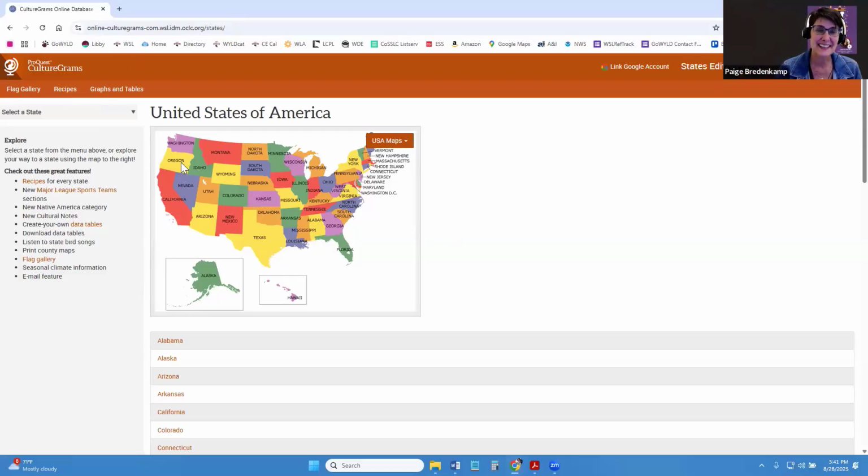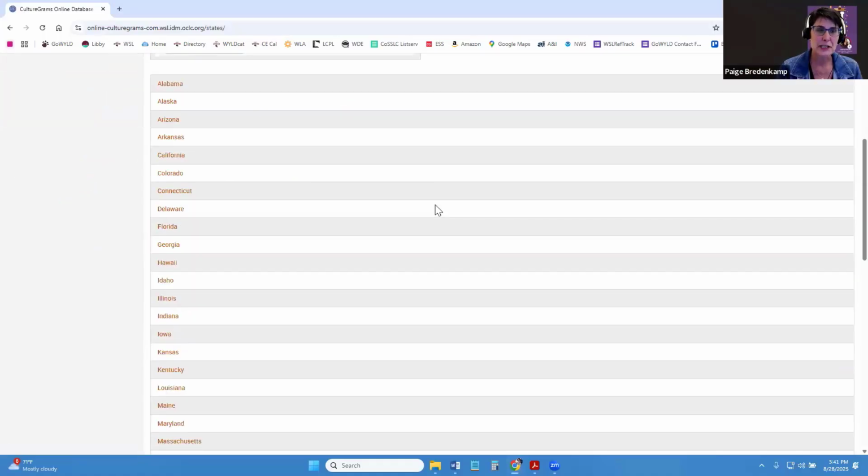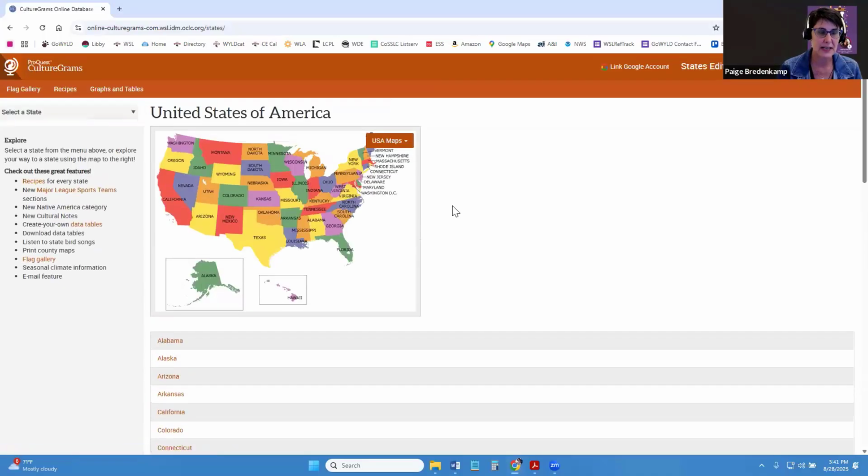So here you can click on a state, or you can go down through the list and also get to the state's information via that. But you can check out what features are included with these state informations. There's recipes for every state. It highlights major league sports teams, the new Native America category, so highlighting indigenous peoples of different states, new cultural notes. Also, you can create your own data tables, which include things like population, median age.